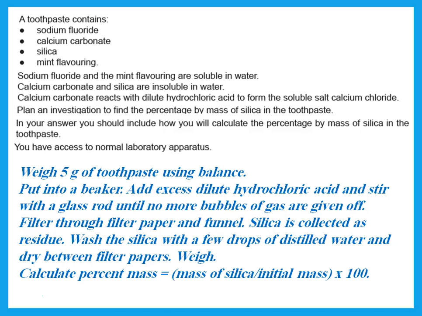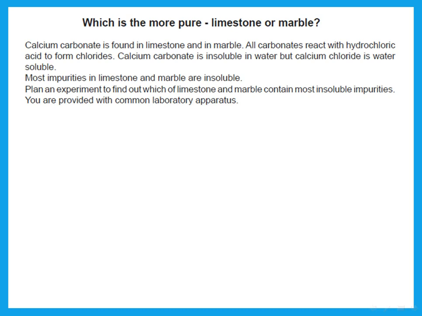You can also tell him exactly how to calculate. So in this case, we can say, for example, it will be the mass of silica over the initial mass times 100. This is another example of this kind of questions.